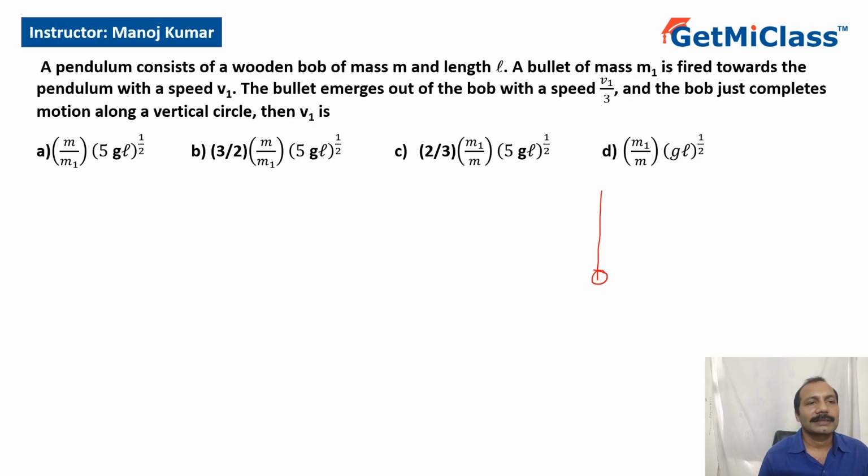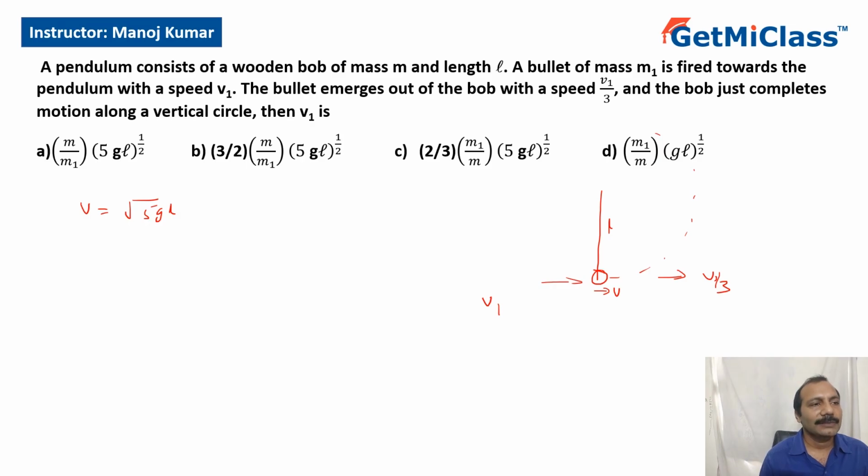A pendulum consists of this length L, a bullet of mass m1 is fired, the bullet comes and hits it and goes away. Its initial velocity is v1, velocity here is v1 by 3. Let's say the bob gets a velocity v. Now this velocity is enough for the bob to go into circular motion. Now we know that minimum velocity at the lowest point is equal to how much? Root 5 GL. So now let's use conservation of linear momentum.